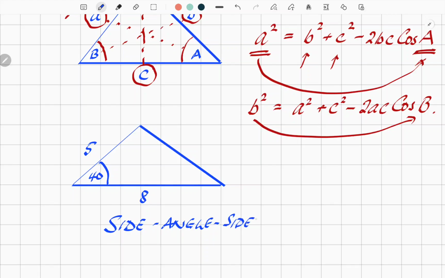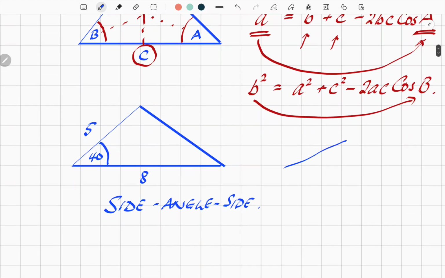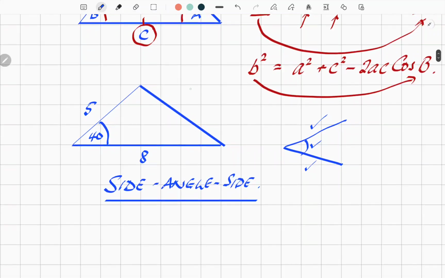Side, angle, side. So use the cosine rule when you've got two sides, let's say, so you know this one, you know that one, and you know the angle between them. If I were to be given an angle outside of those two, so one of the other two angles, you can't use the cosine rule. It's got to be the side, angle, side arrangement. Does that make sense?